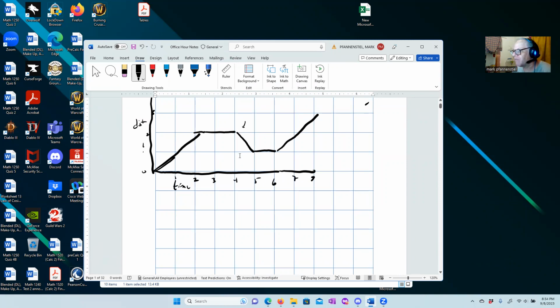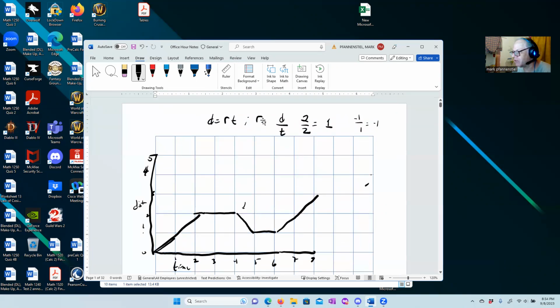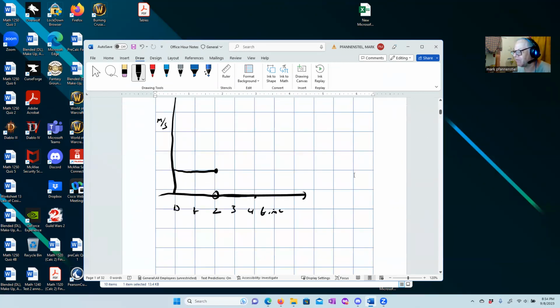What's going on from second 4 to 5? Well, we decreased our distance by 1. So our top here, the numerator, is going to be a -1 over our 1. So our velocity is going to be -1.